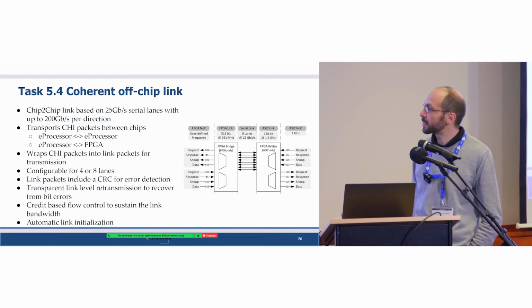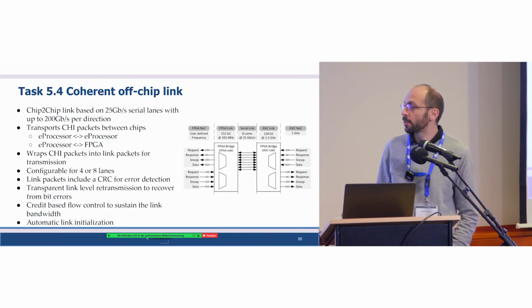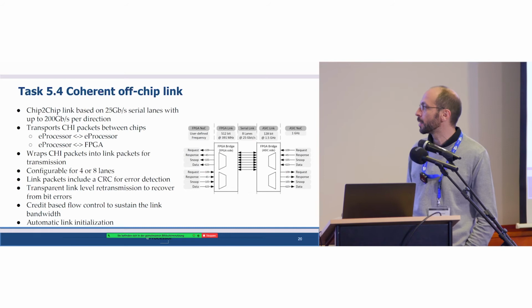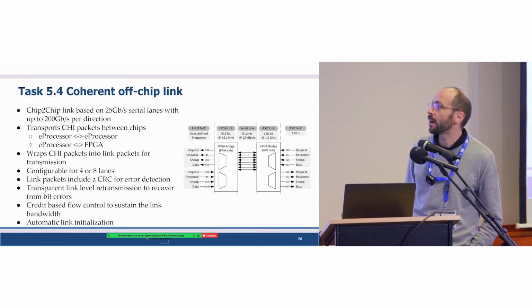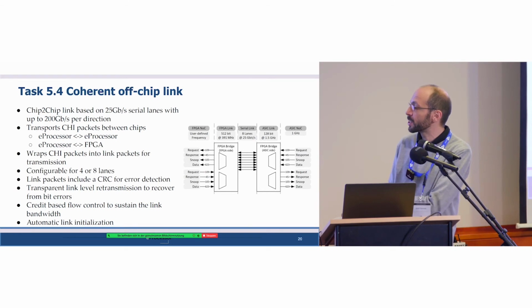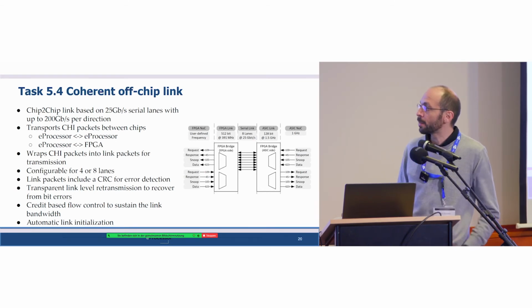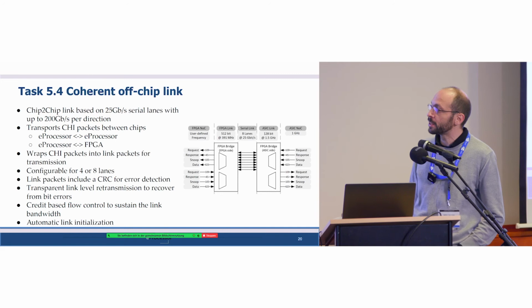and that is that. The coherent chip link is provided by Extol, one of our partners. It's based on 25 gigabits per second serial lanes, up to 8 lanes, so that means 200 gigabits per second per direction.